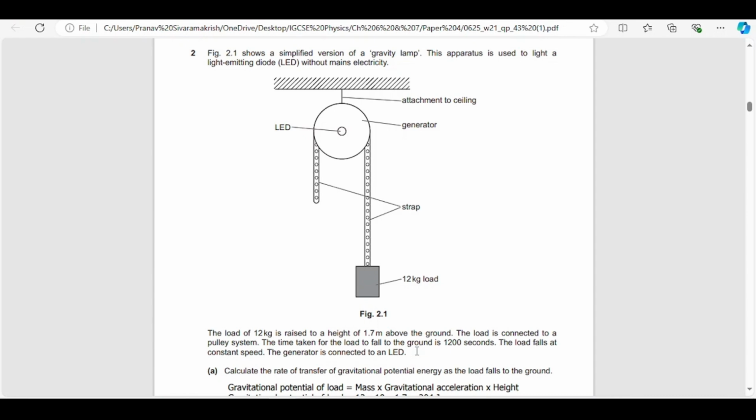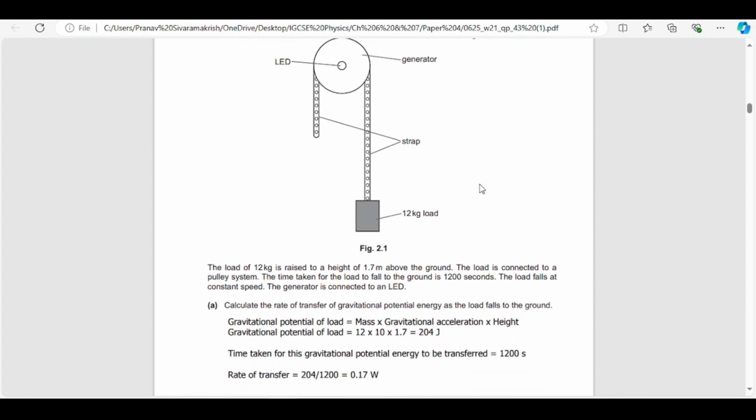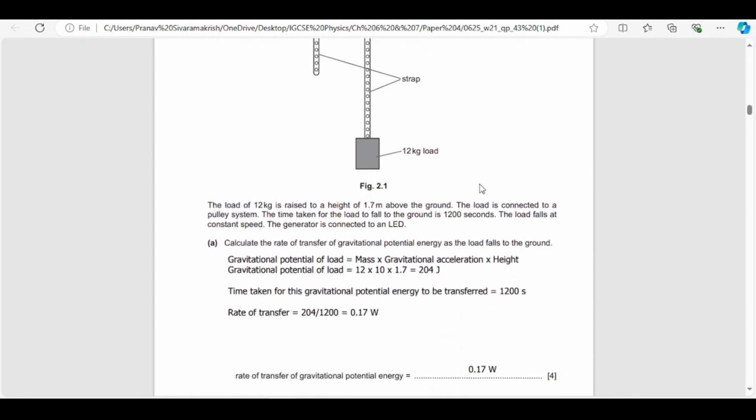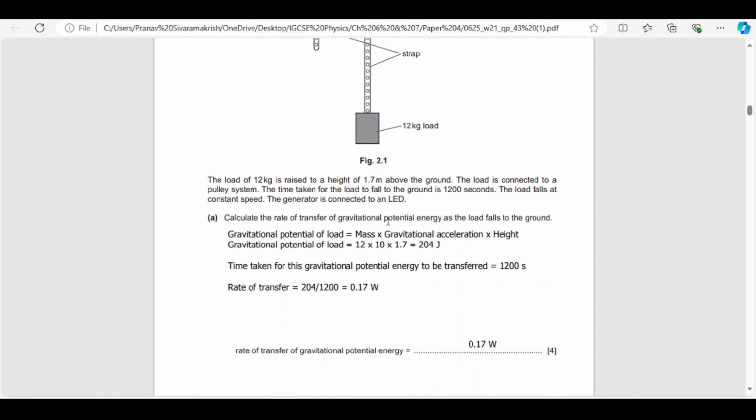And the generator is connected to an LED. So I'm guessing as the load falls, it's going to result in a coil turning somewhere. That's going to result in electromagnetic induction. Obviously, these are concepts we'll be exploring when we look at electricity, and that is going to result in electricity being supplied to the LED, and that glows up. So calculate the rate of transfer of gravitational potential energy as the load falls to the ground.